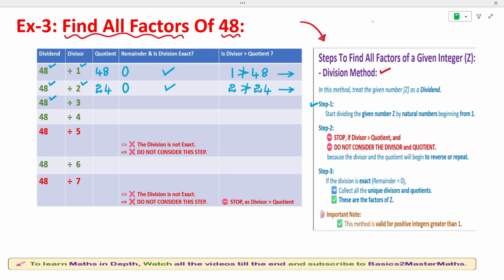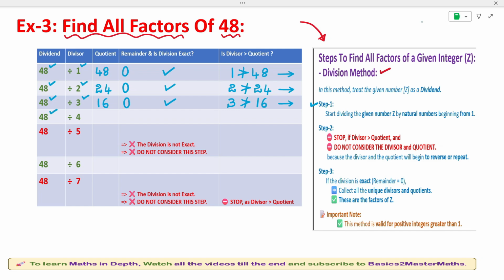When we divide 48 by 3, we get 16 as the quotient and 0 as the remainder. So, this division is exact. In this case, the divisor 3 is not greater than the quotient 16. So, move to the next step.